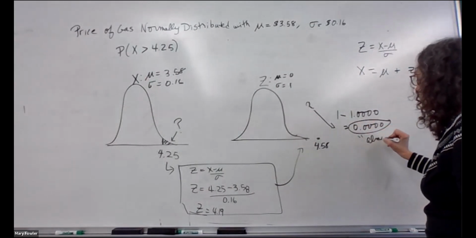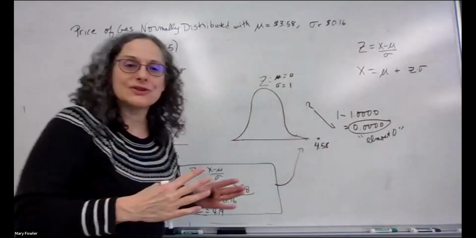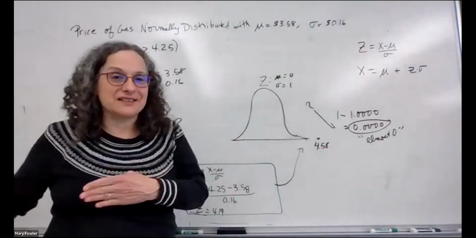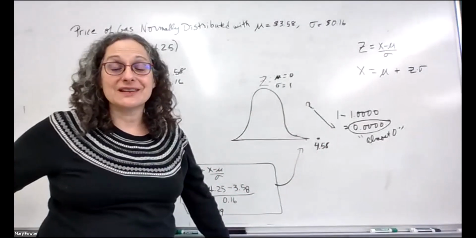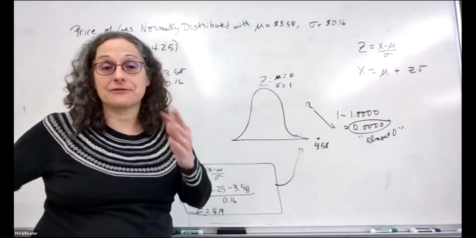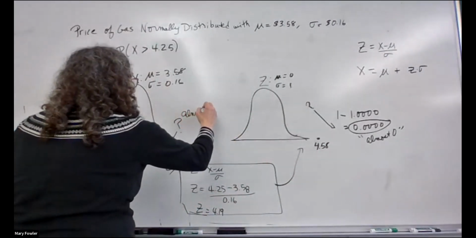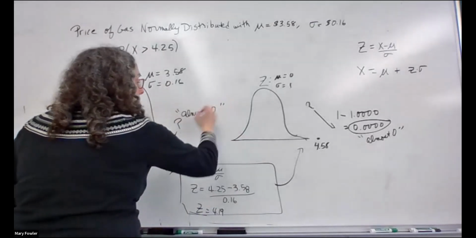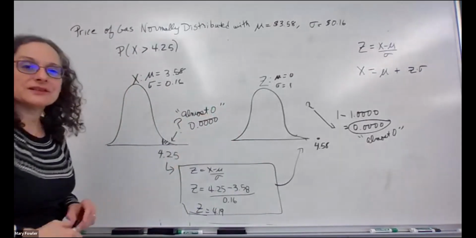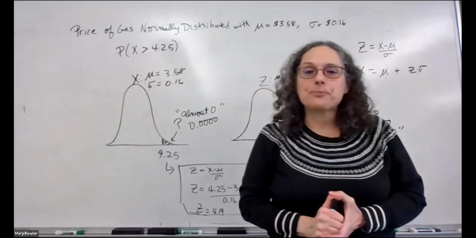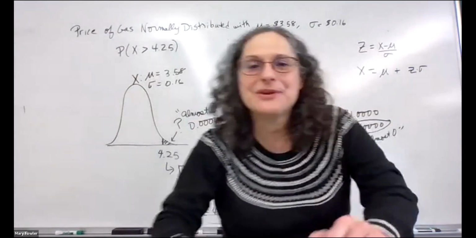I also often use almost 0 as another way of indicating that it's so close to 0, but logically it's not 0 because the normal distribution curve gets closer and closer to the horizontal axis, to the x-axis, without ever actually touching it. Okay, so almost 0 is the answer. Again, you could also write it like that. Okay, so those are your basic problem solving types for your normal distribution or your chapter 6 problems. Let me know if you have any questions.